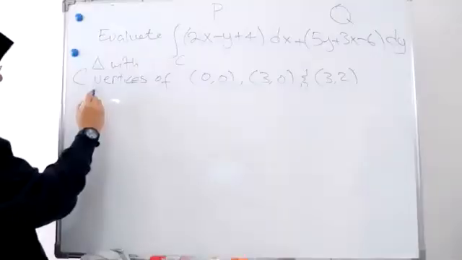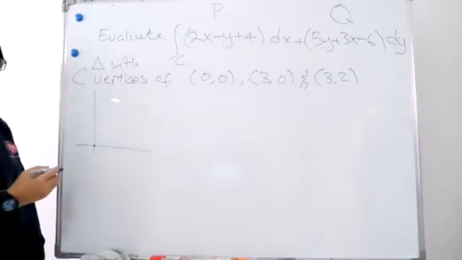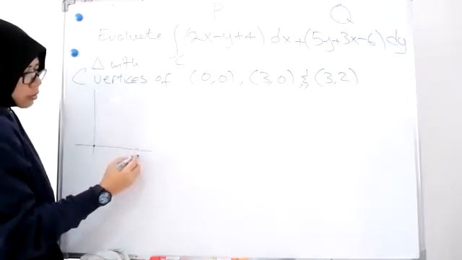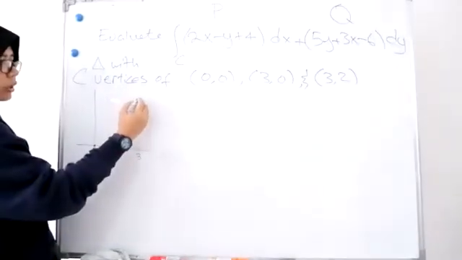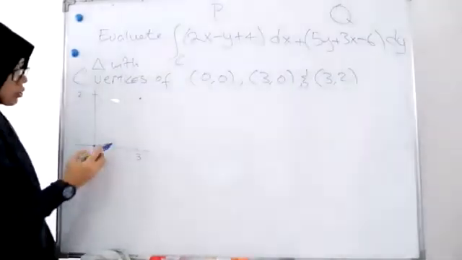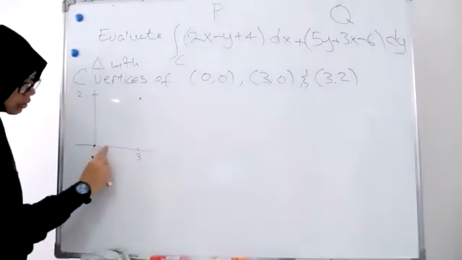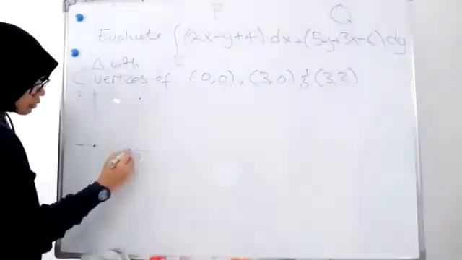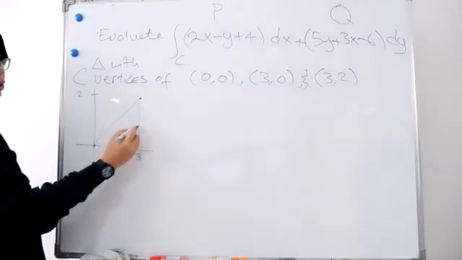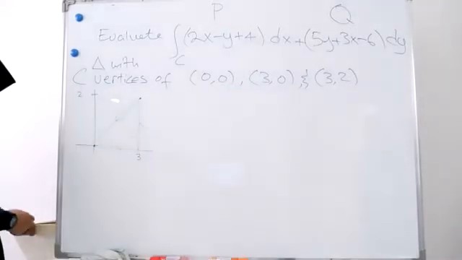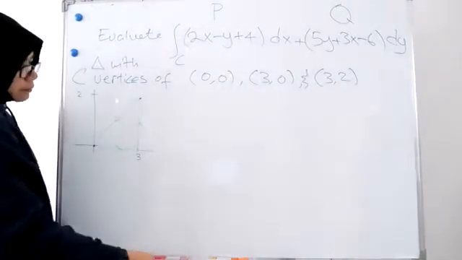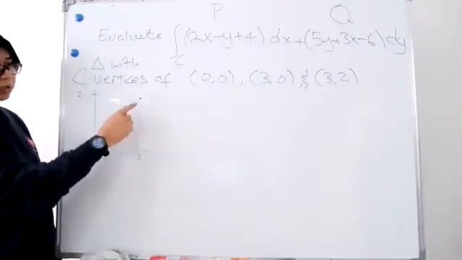All right, (0, 0). Everything is positive, so I can take this as (0, 0) at the origin, and then (3, 0) right here, and then go up, (3, 2) above this. So this is 2. So my line integral will go along this, this, this. So my orientation is counterclockwise. This is the convention. Okay, so from (0, 0) to (3, 0).